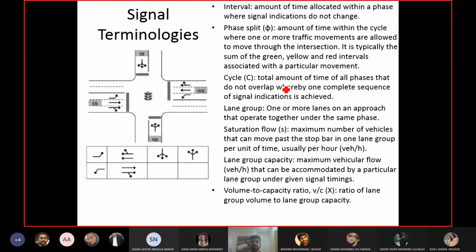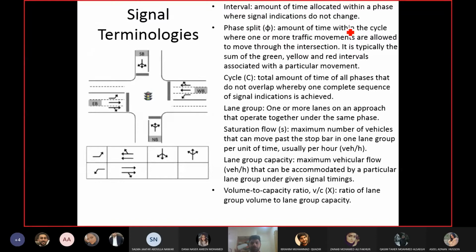Then some terminologies here. Interval: the amount of time allocated within a phase when the signal indications do not change. So any indication does not change, that is the interval. For example, you have the green interval, the green time. The amount of time when the signal remains green will also not change for the other sides as well. Keep it in mind.